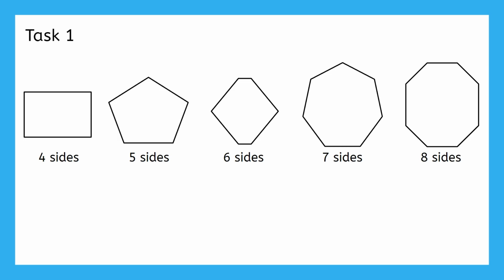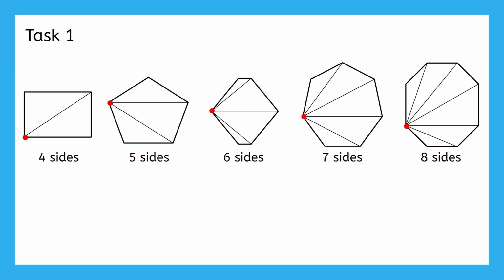We were told to choose a vertex on each of these polygons. Don't worry, you didn't have to choose the same vertices as me. Then, we were told to connect the chosen vertices to all the other non-adjacent vertices in the polygon, like this. This is called drawing the diagonals.